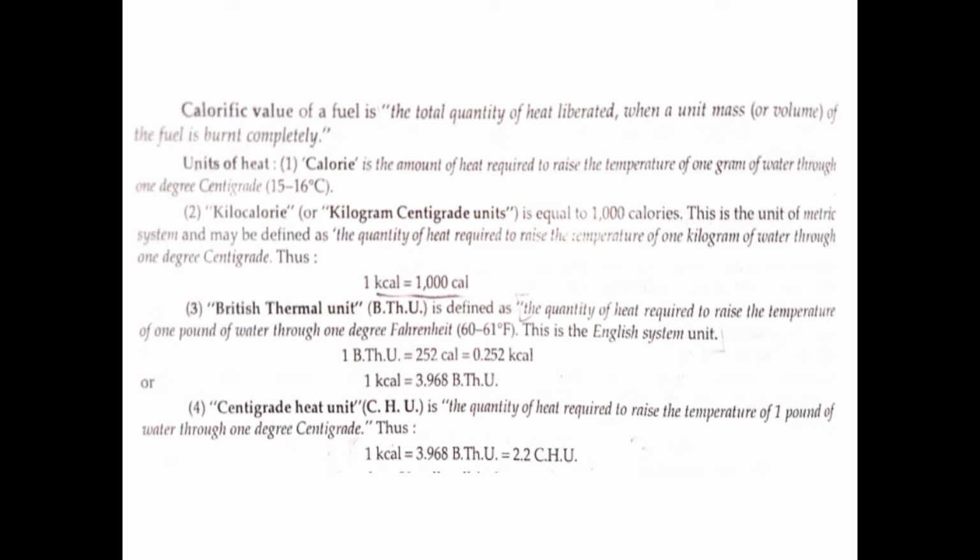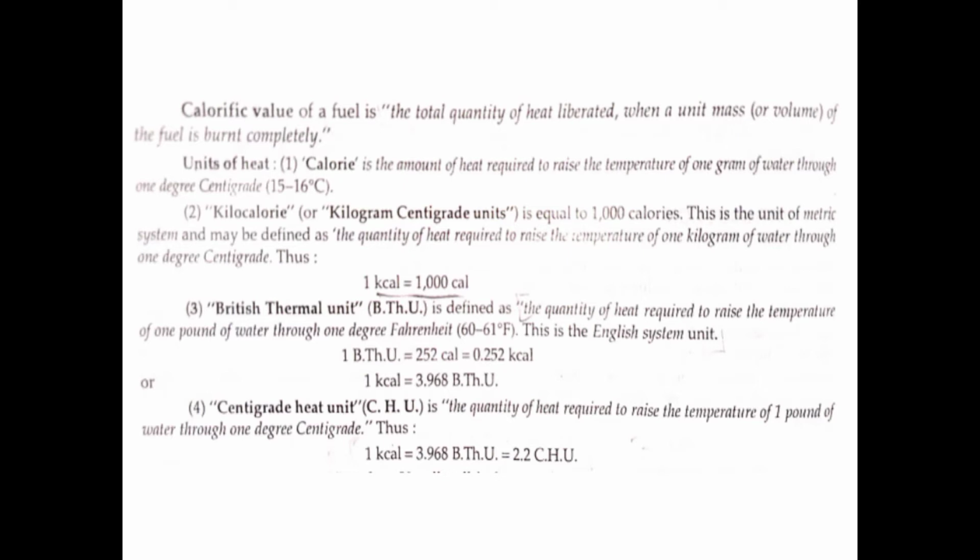In kilocalorie, we change one quantity. This is the unit of the metric system, and it is measured by the quantity of heat required to raise the temperature of 1 kilogram of water through 1 degree centigrade. In calorie, we take 1 gram of water, and in kilocalorie, we take 1 kilogram of water. So the conversion is 1 kilocalorie is equal to 1000 calories. Okay.